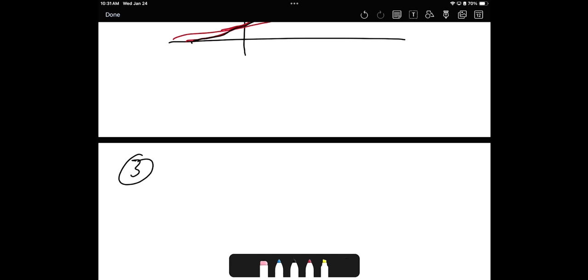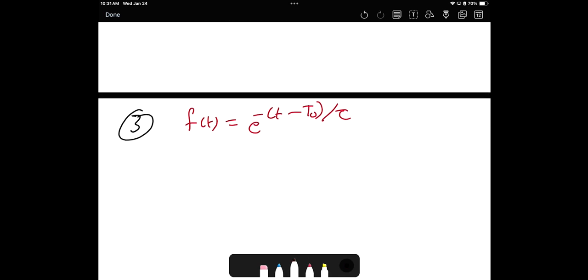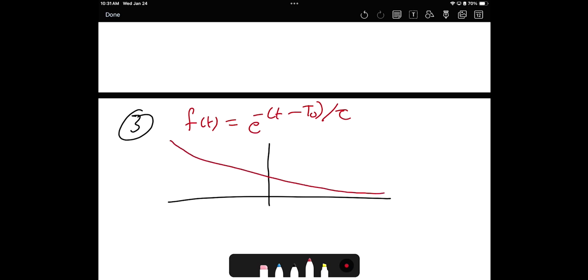When we have f of t equals e power negative (t minus t0) divided by tau, how will this function be plotted? Since it's negative, it will go down like this. But it will not be centered at 0; it will be centered where t minus t0 equals 0, so t equals t0.